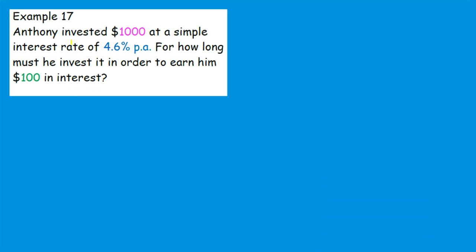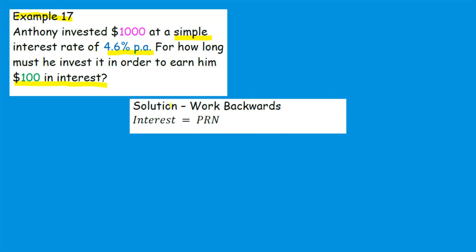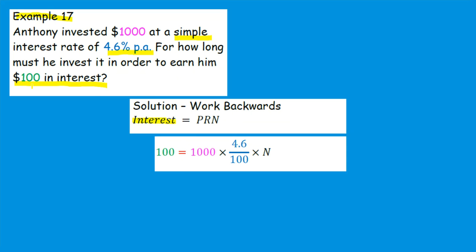In example 17, Anthony invested $1,000, simple interest, 4% per annum. For how long must he invest in order to earn him $100 in interest? This time around, we need to work backwards. We actually are told what the interest is. So $100 is interest. So you can see here the interest is $100.